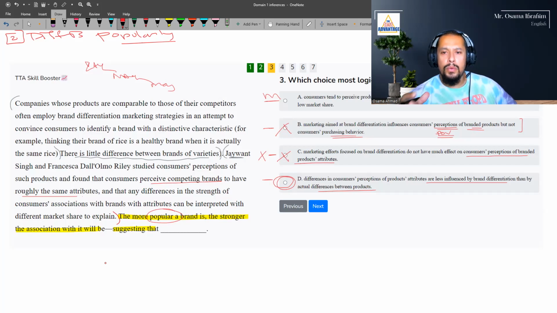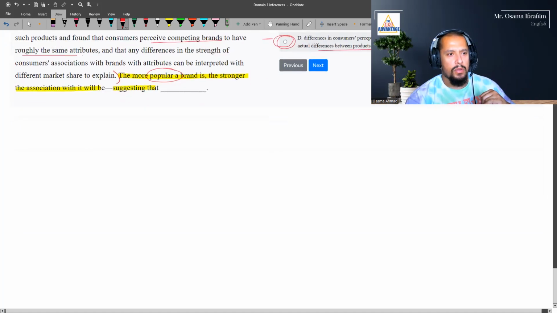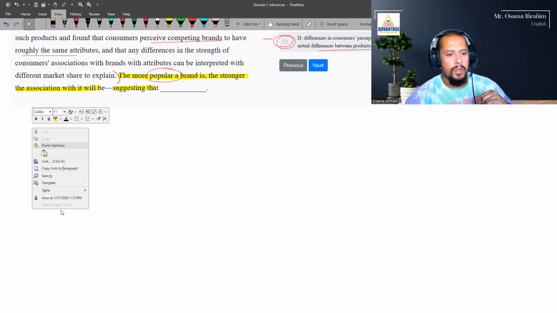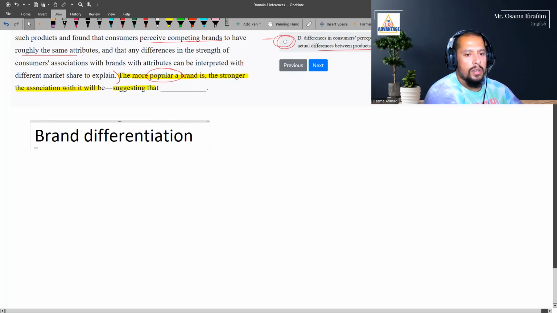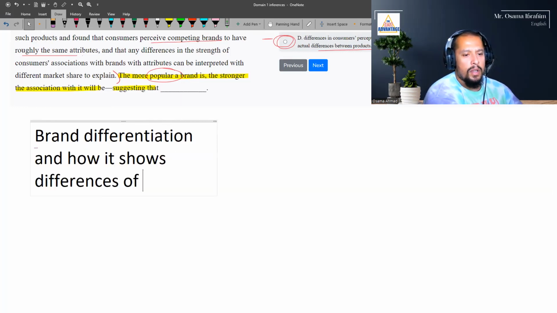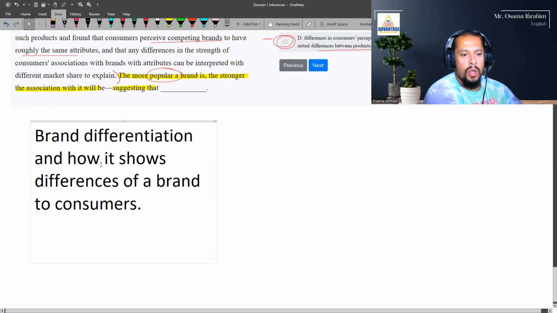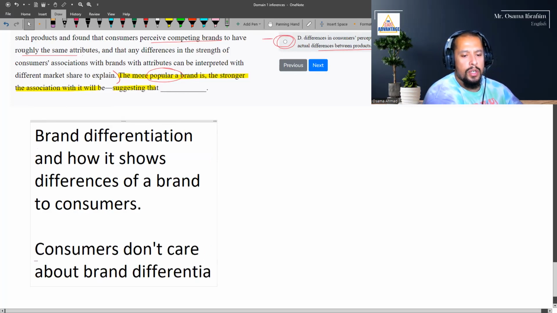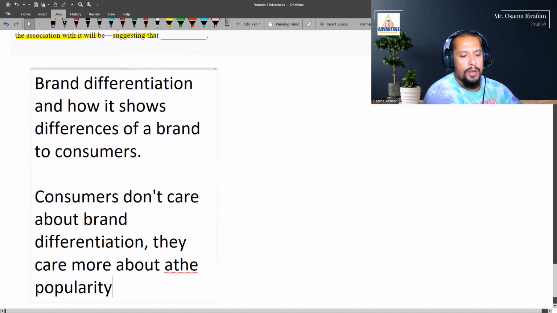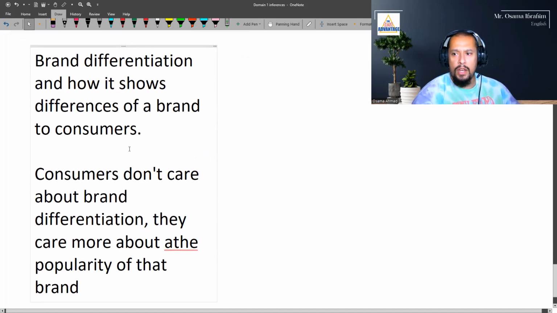So now that we know this, what can we say about the strategy of brand differentiation? So the strategy is to make the brand more popular. One more time. Pay attention, guys. Idea number one. We're talking about brand differentiation, which shows the differences in the brand. Okay. Let me actually write this down so you guys can see it. So we talk about brand differentiation and how it shows differences of a brand to consumers. Idea number two, consumers don't care about brand differentiation. They care more about the popularity of that brand. Correct or no? Am I correct so far?